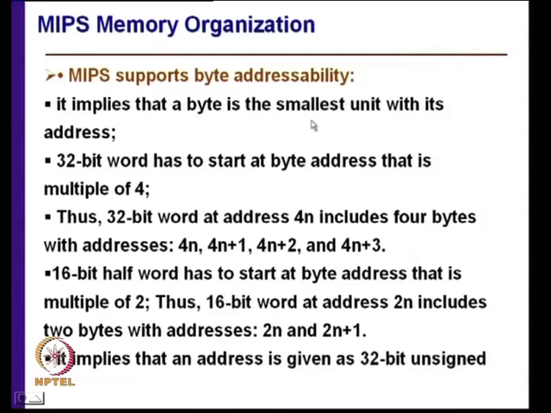It implies that a byte is the smallest unit that it can address, and 32 bit words have to start at byte address that is multiple of 4. I have already explained, thus 32 bit word at address 4n includes 4 bytes, 4n, 4n plus 1, 4n plus 2 and 4n plus 3, and 16 bit half word has to start at byte address that is multiple of 2. Thus, the 16 bit word at address 2n includes 2 bytes, address 2n and 2n plus 1, and it implies that the address is given as 32 bit unsigned. So, although the address will start this way, your number has to be 32 bit. Okay.